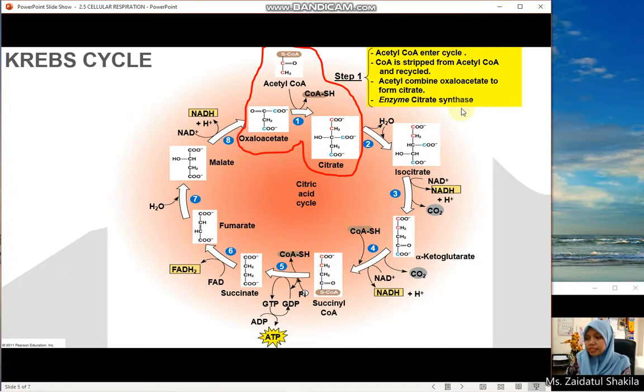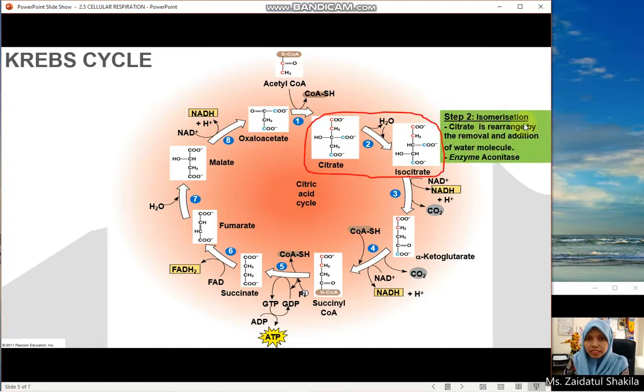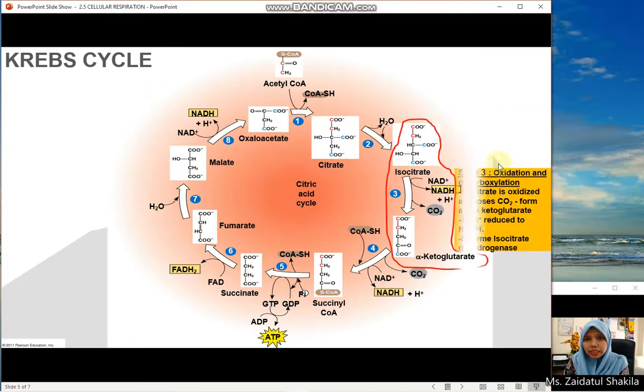synthase. Second step is the isomerization of citrate into its isomer, which is the isocitrate. Isocitrate still has 6 carbon atoms. So citrate is rearranged by removal and addition of a water molecule forming isocitrate. An enzyme that catalyzes this reaction is aconitase. Step number 3 is the conversion of isocitrate into alpha-ketoglutarate.